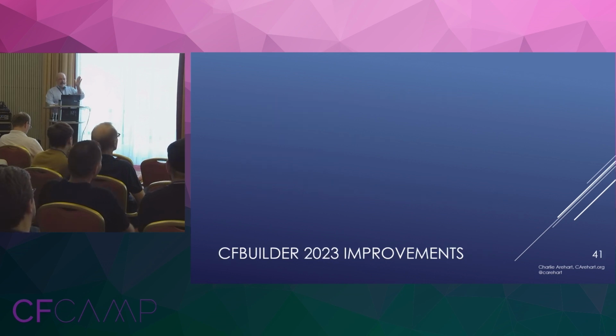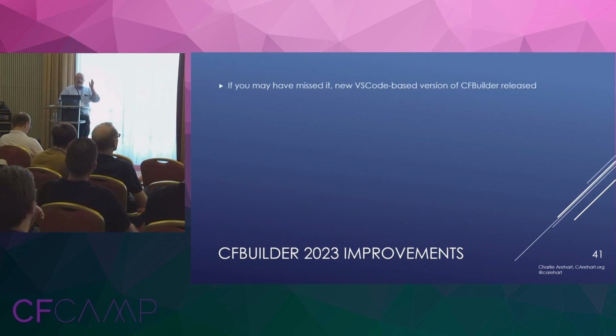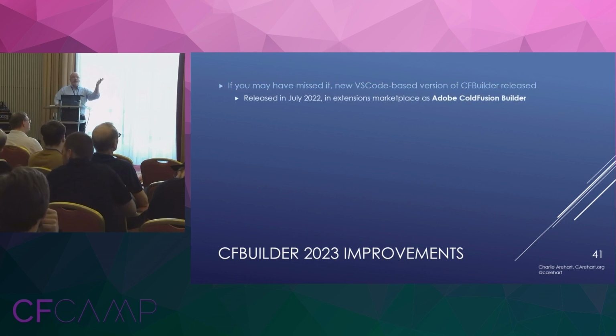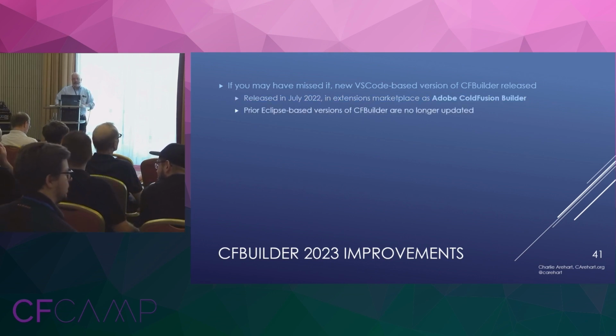And then lastly, CF Builder, I mentioned, they came out with a VS Code extension for CF Builder. So the old CF Builder based on Eclipse is still there, but it's not being updated, and you should move off of it and get to VS Code like everybody else in the IT world. Everybody's on VS Code for the most part, and Adobe jumped on that ship and came out with a free VS Code extension. And it's in the extensions marketplace. Just call it Adobe ColdFusion Builder or type CFML or ColdFusion in a search in the code and you'll find it.